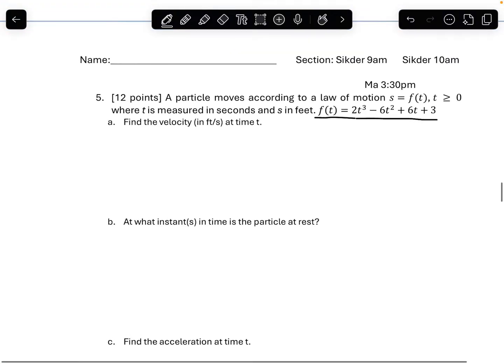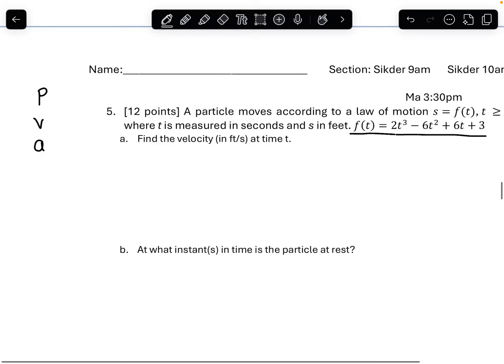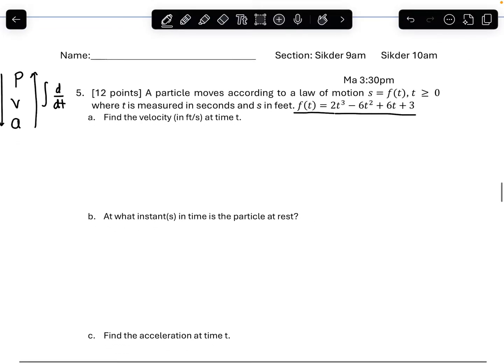Okay, let's recall this relationship. Position, velocity, acceleration. If I want to go this way, if I have position and I want velocity, I take a derivative. Alternatively, if I want to go back up, I do the antiderivative, but we don't need to know that for this problem.